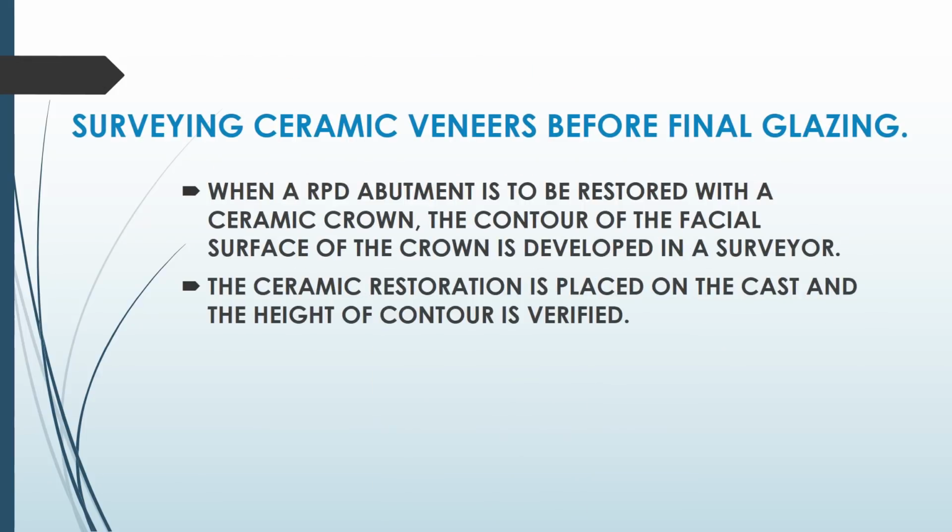Then the next is surveying the ceramic veneers. When an RPD abutment is to be restored with a ceramic crown, the contour of the facial surface of the crown is developed in a surveyor. If the abutment tooth requires a ceramic crown, the contour of it is developed in a surveyor. The ceramic restoration is placed on the cast and the height of contour is verified. So you're placing the crown on it and determining whether the crown is prepared properly or not. You're verifying the height of contour basically.